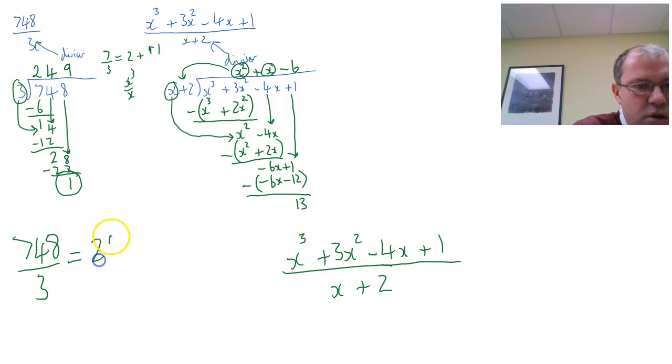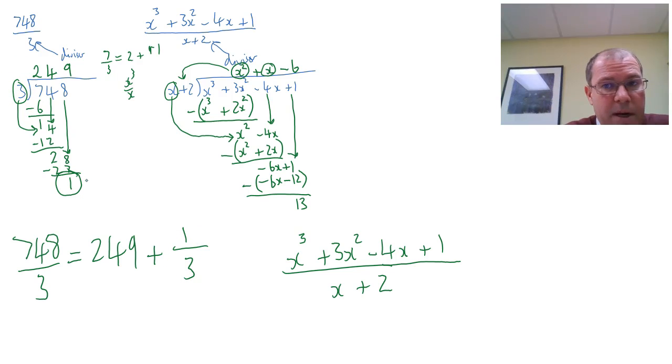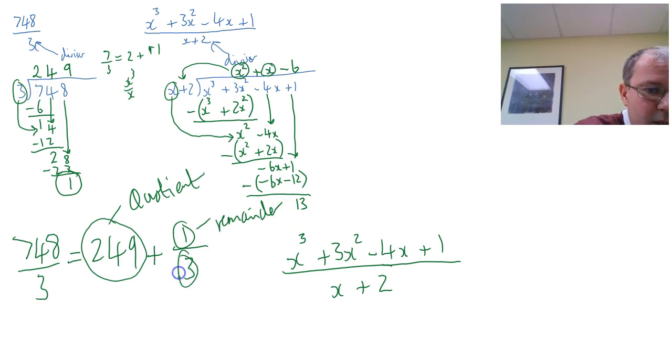So we got 249 plus that remainder of 1 still has to be divided by 3, because obviously 3 doesn't go into 1. So that's one way we can write 748 divided by 3: 249 plus the remainder divided by the divisor. So here's what we call in polynomial division the quotient. This is the remainder. And this, 3, is the divisor.